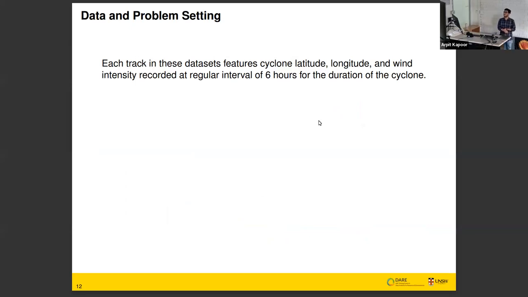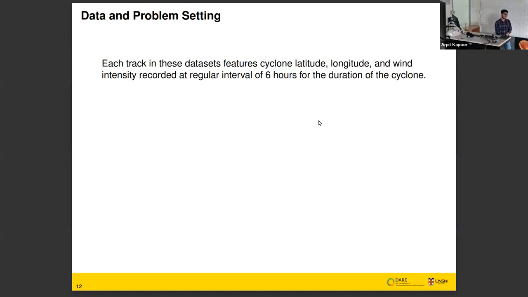Right, so now that we've covered the methodology that we're working with, I'll just go over the data and the problem setting that we got. So it seems like one of the assumptions is that the distributions of the neural network parameters are all independent of each other. There's no dependency. This is an assumption that we're making.